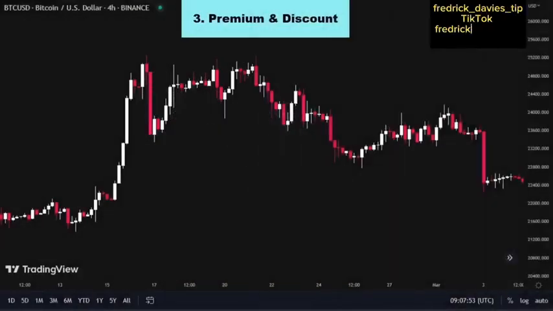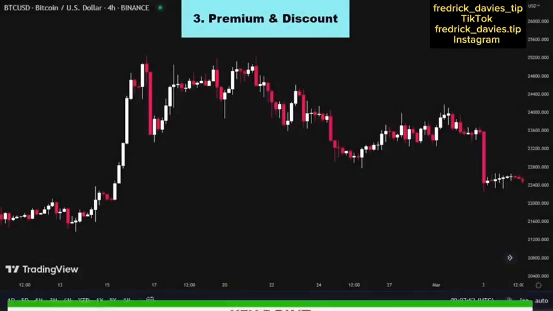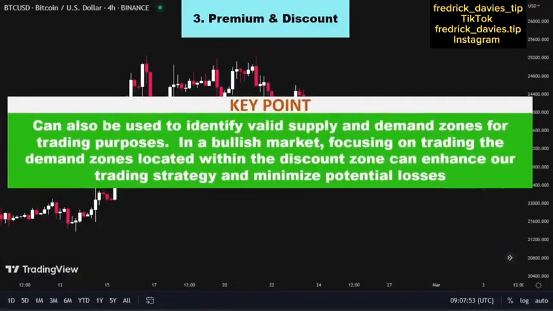Additionally, premium and discount zones can also be used to identify valid supply and demand zones for trading purposes. For example, in a bullish market, focusing on trading the demand zones located within the discount zone can enhance our trading strategy and minimize potential losses.